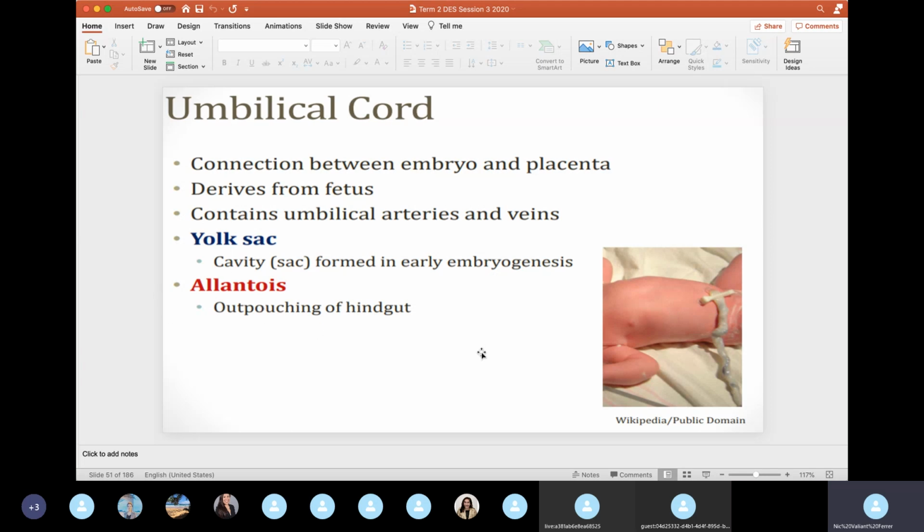So let's go back to term 1. What is the umbilical cord made up of? What kind of substance? Wharton's jelly. Wharton's jelly, which is composed of what?